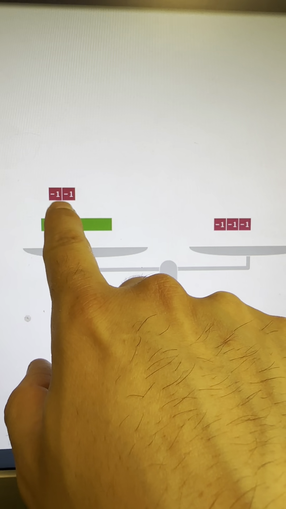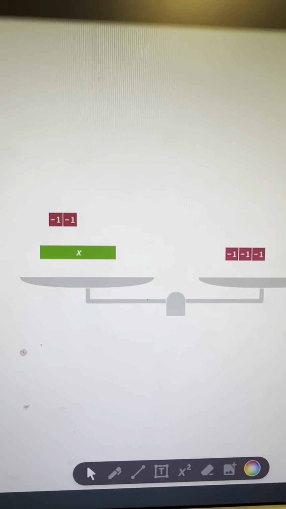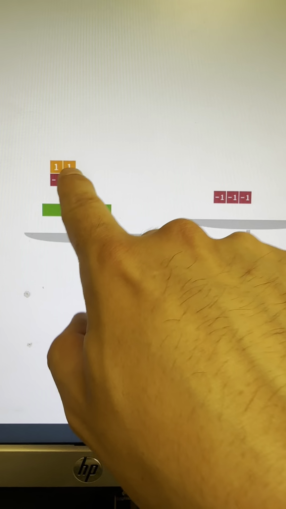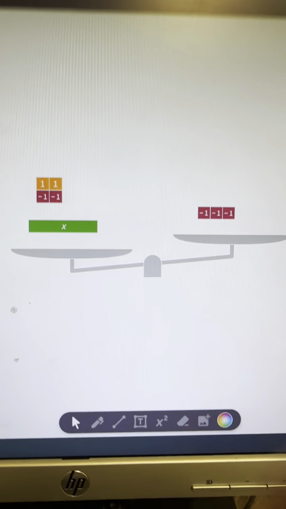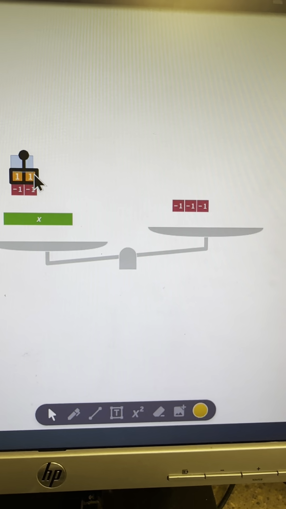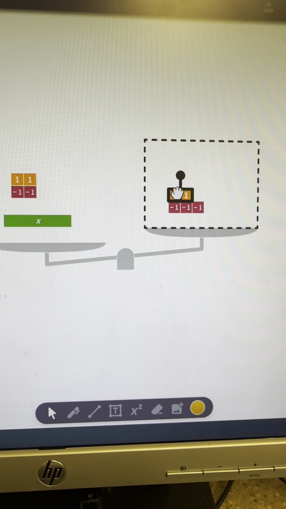The only way you're going to do that is by introducing 2 positives so that we have some 0 pairs that will cancel these out. And you can see here, now that I added 2 positives, it's not balanced anymore because, again, I only did it to one side. Anytime you're solving an equation, you've got to use the properties of equality, where what you do to one side, you do the same thing to the other side.